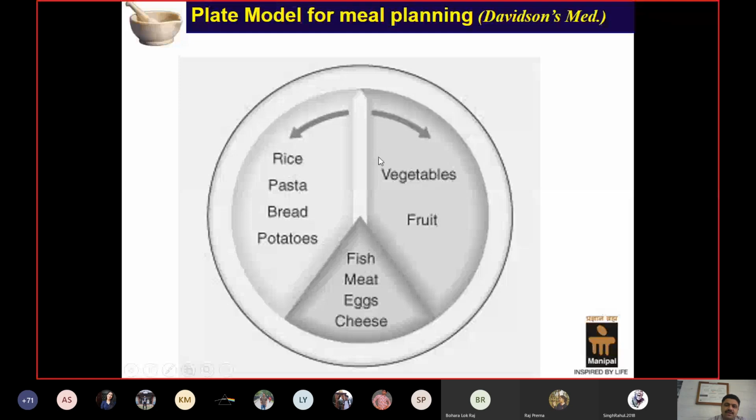The meal plate is divided into three parts, and this smallest part is 1/5 of the plate. This 1/5 portion of the plate should be fish, meat, eggs, cheese, etc. The remaining 4 portions out of 5 are divided into two equal halves. One half should be loaded with vegetables and fruits, and the other is rice, pasta, bread, potatoes, etc. So this is how it should be divided. This is a very essential thing that you have to know.